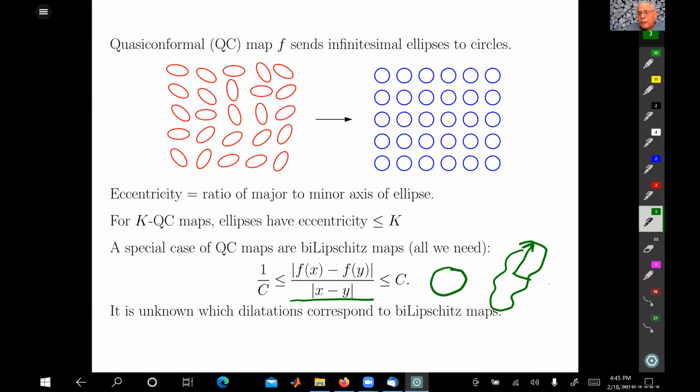A QC mapping can do this, but it can make a little tiny copy of the same thing or a great big copy. And biLipschitz maps can't do that. The Weil-Petersson maps we're going to talk about are actually quite closely related to biLipschitz mappings. So you don't need to know the full quasi-conformal theory to get today's talk at all.